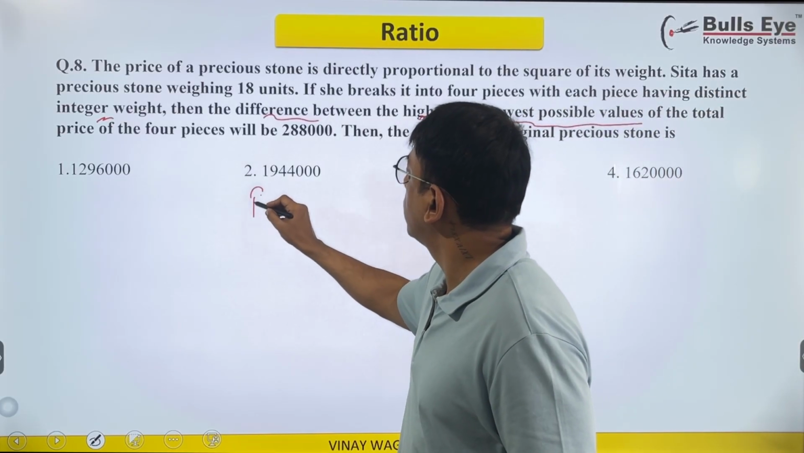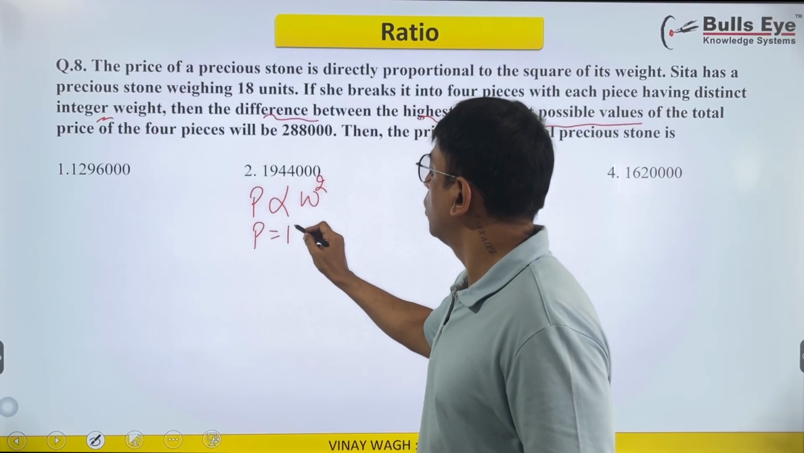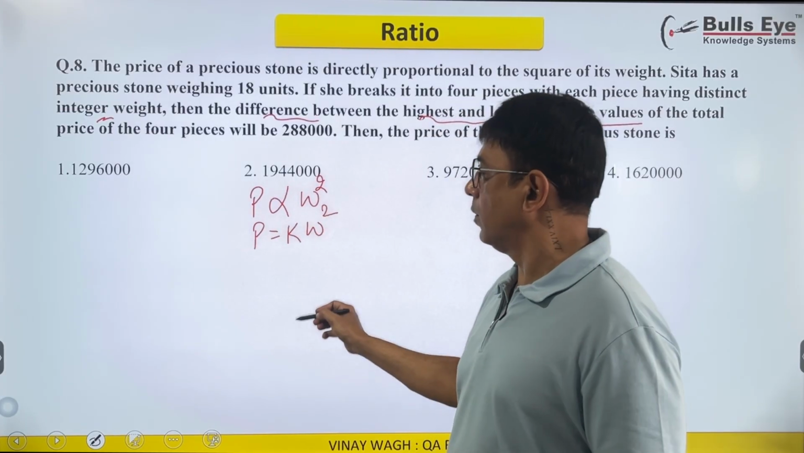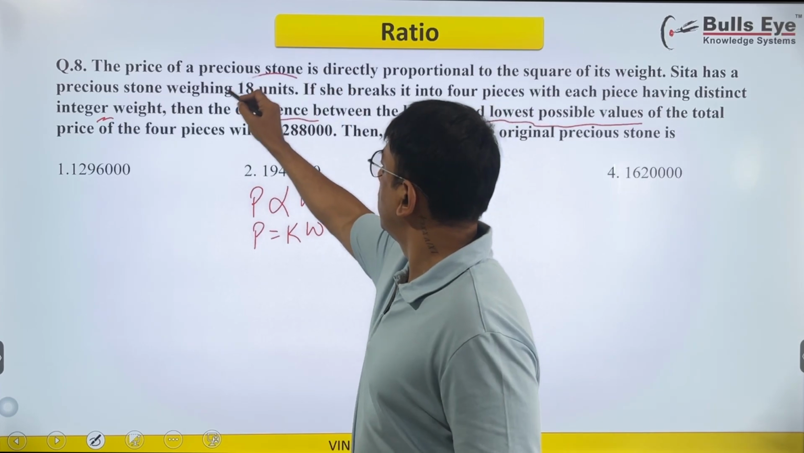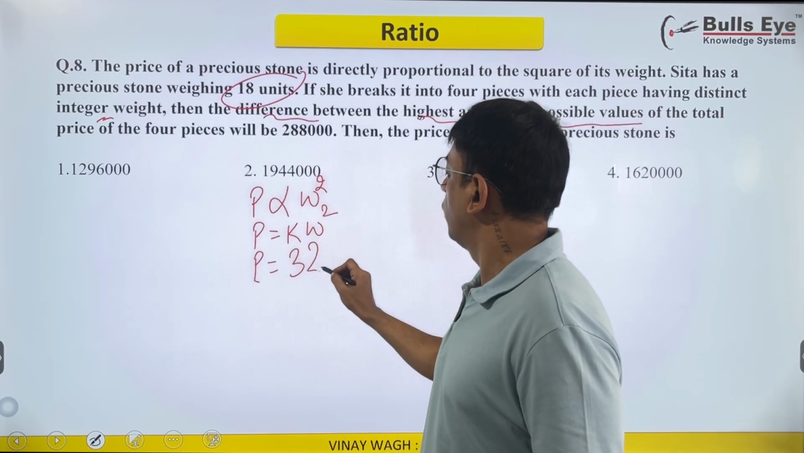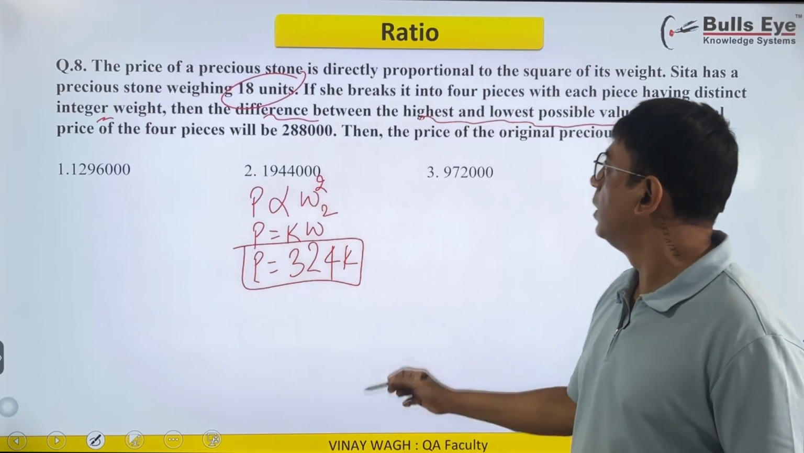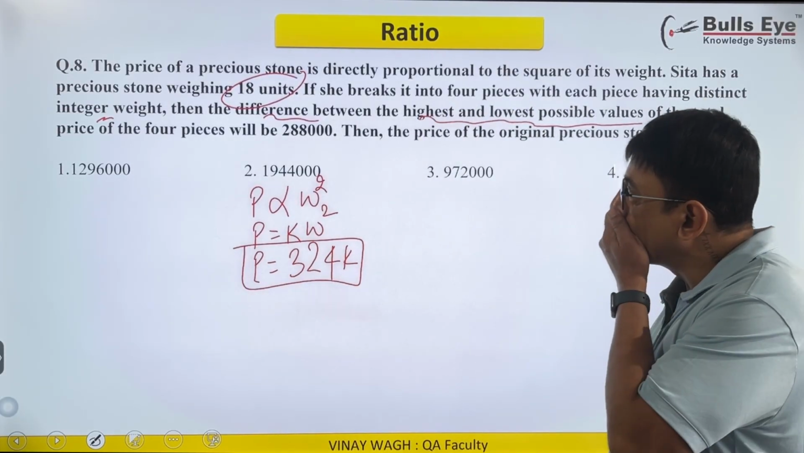So they say the price is directly proportional to the square of weight. It means price is equal to a constant into this, and the weight is 18. So price is 18 square, which is 324. Okay, nice. Then what? It's broken into 4 parts.